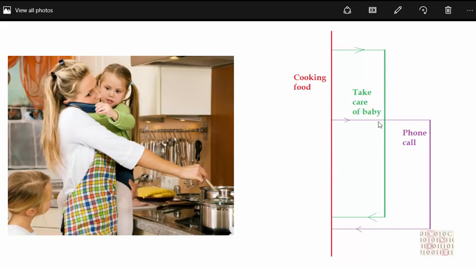Each of these lines are individual tasks that mom is handling, and when it comes to programming they are called threads. So mom is handling 3 threads: cooking food, taking care of the baby, and handling the phone call. Hence mom is doing multi-threading. Similarly, a Python program can handle multiple tasks at the same time, and that program is said to be doing multi-threading.